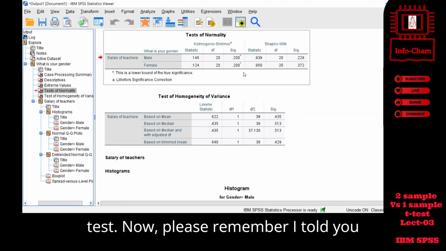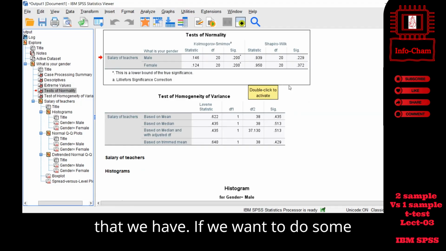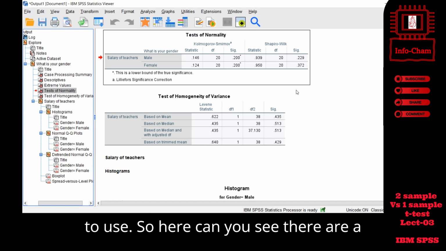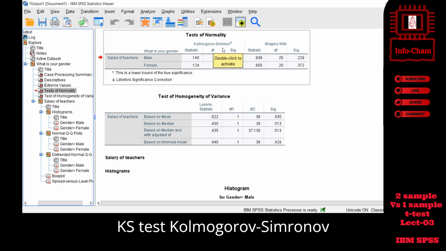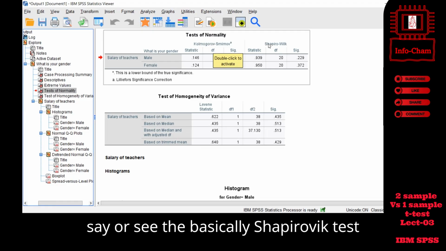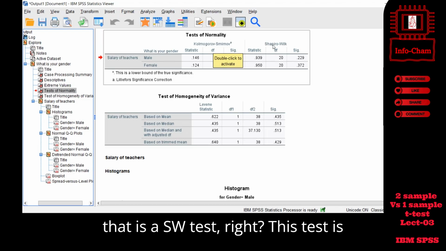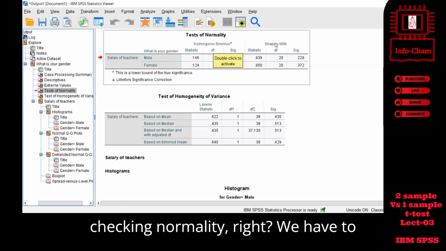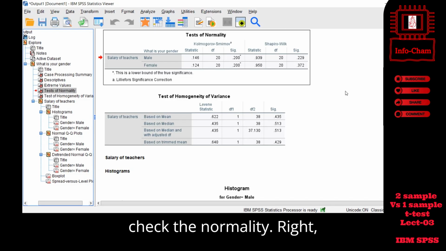Now please remember, I told you that if we want to do some task, there are some other tests we need to use. So here, can you see there is a KS test, the Kolmogorov-Smirnov test, and the Shapiro-Wilk test. Most important, mostly used, we researchers see basically the Shapiro-Wilk test, that is the SW test, right? This test is used for which rule checking? Normality, right? We have to check the normality, right?